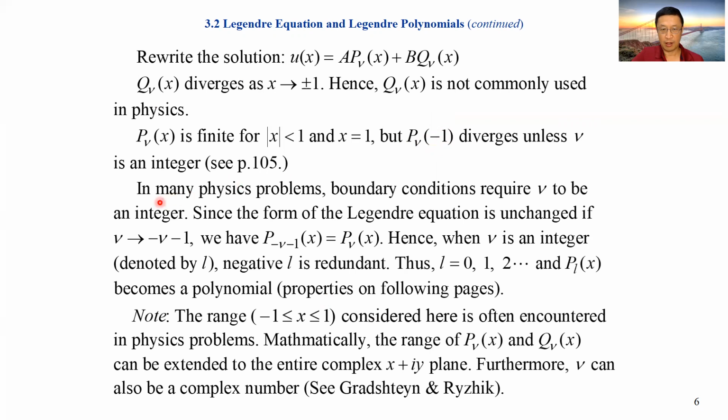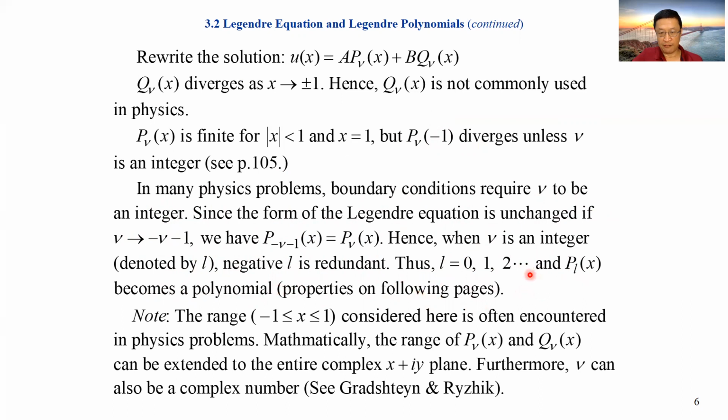Good news. In many physics problems, the boundary condition requires mu to be an integer, since the form of the Legendre equation is unchanged if mu changes to minus mu minus 1. Hence, mu is an integer denoted by L. So mu is not an arbitrary value, but an integer. The negative L will become redundant. So L equals 0, 1, 2, 3, and P L becomes a polynomial.